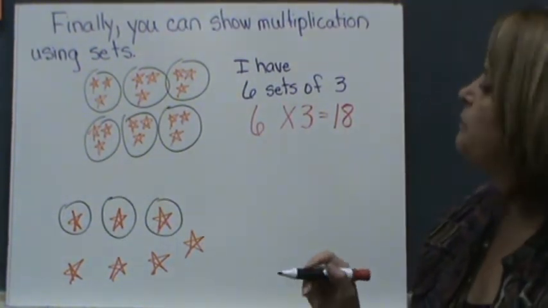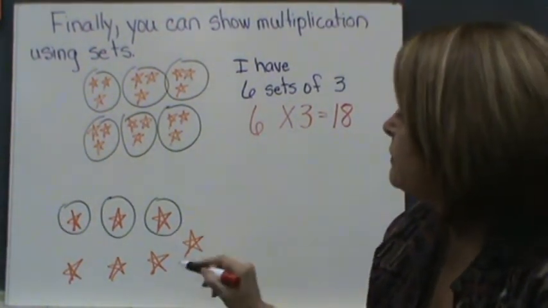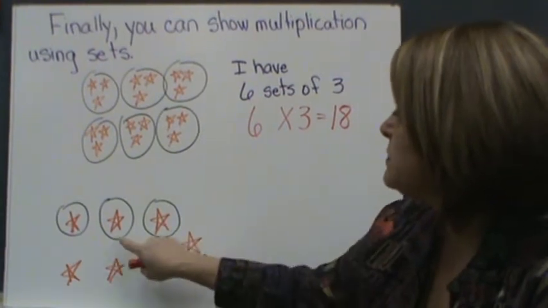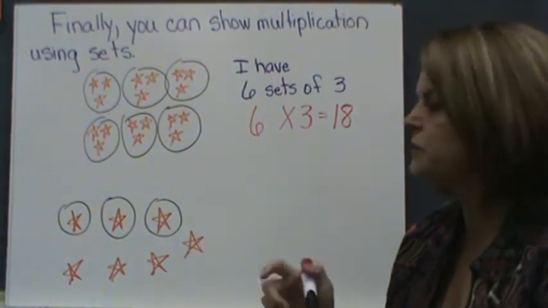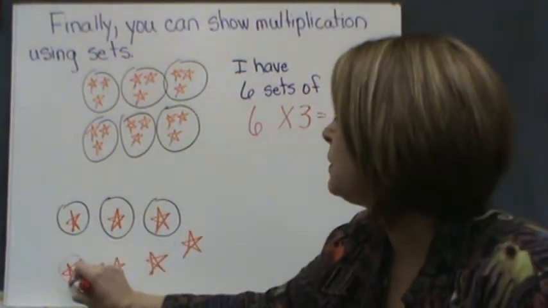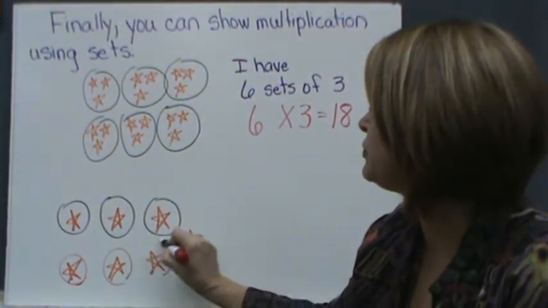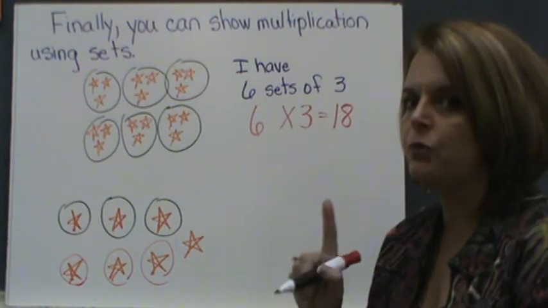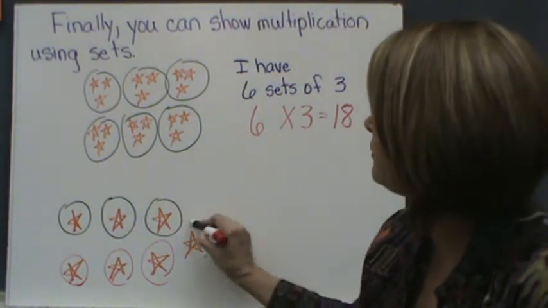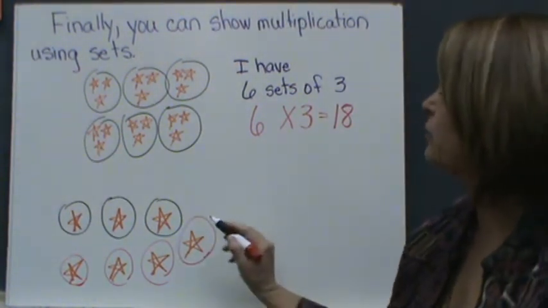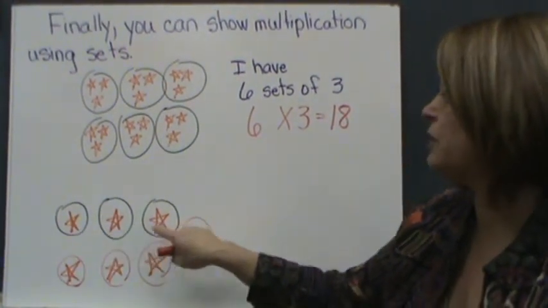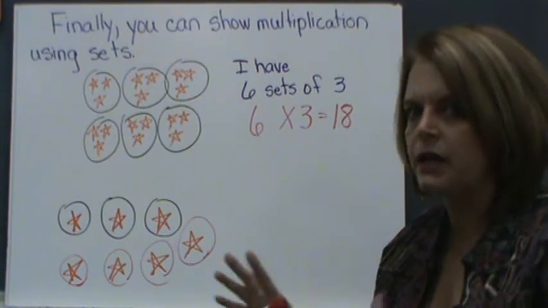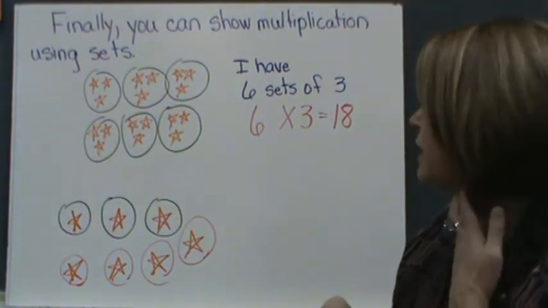Alright, one more. Here I have a bunch of stars, and I've got some sets started, and in each set I have 1 star. So I have to finish my sets because each set can only have one. Your sets have to have equal numbers in them. I couldn't have circled 2 here and 2 here because I had already started with 1 star at each set. So I can't change the numbers within my sets.